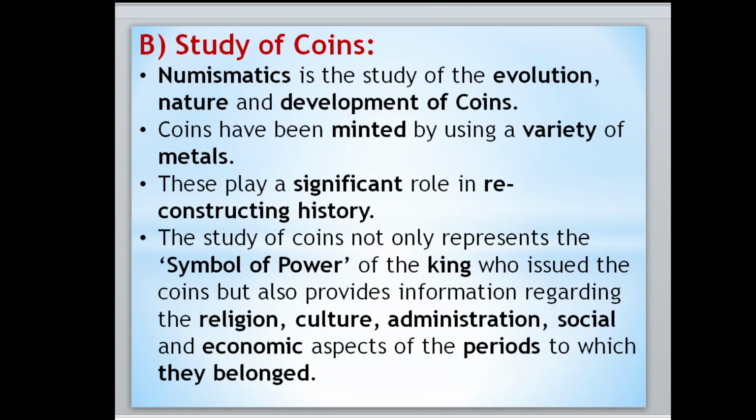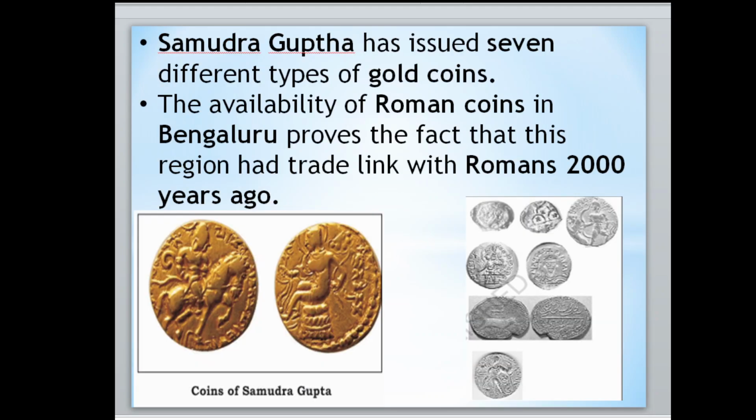So these are all things that will be provided by the coins. Along with that, it will also provide the years. For example, Samudragupta issued seven different types of golden coins, and along with that some Roman coins are also available in Bengaluru, and these things show that we had trade relations with them. Bengaluru means Karnataka, the Kannadigas had trade relations with the Romans 2000 years ago.